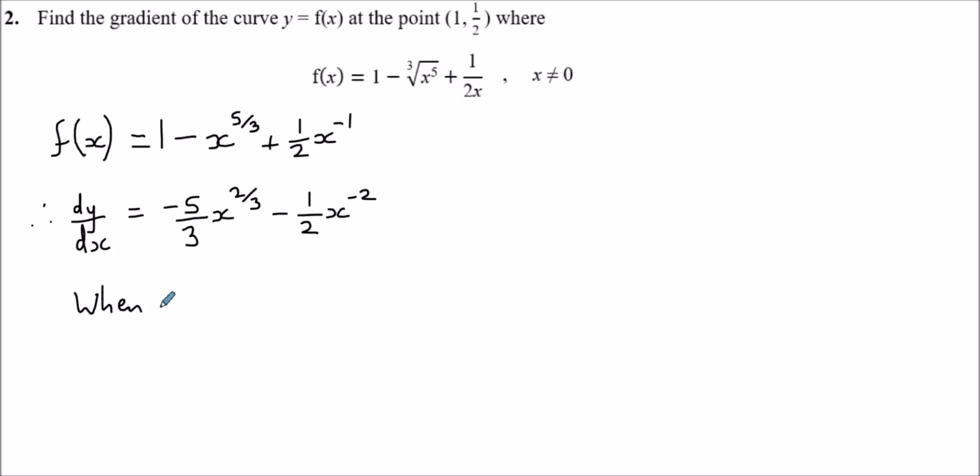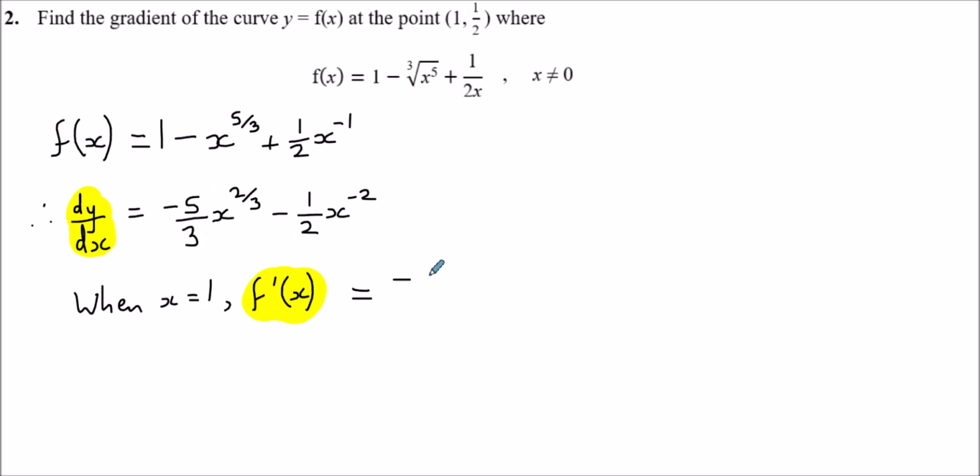So when x equals 1, f dashed of x, which is dy by dx. I'm just introducing this to let you know that it's one and the same thing. Okay, so f dashed of x is a different way of writing the derivative, which another way is dy by dx. And so we're just going to substitute 1 into this expression here.